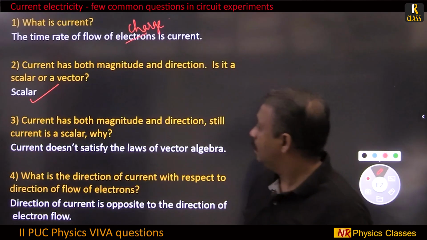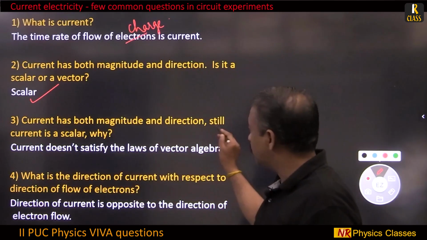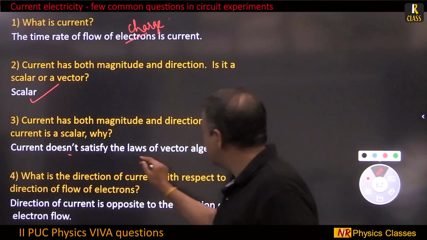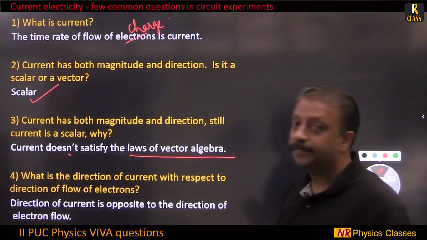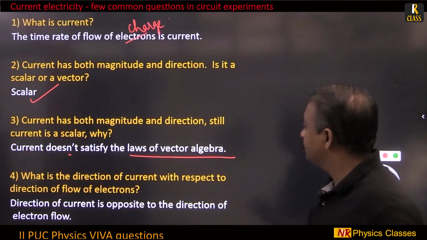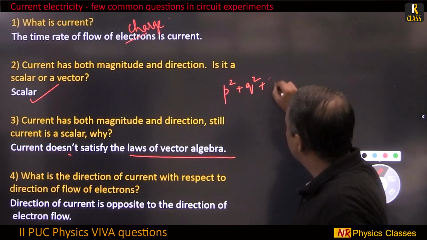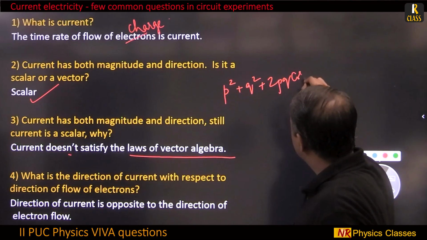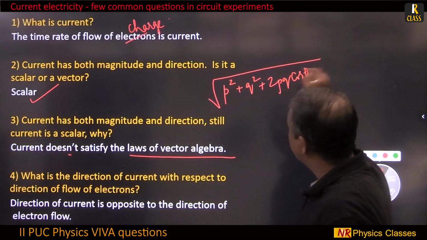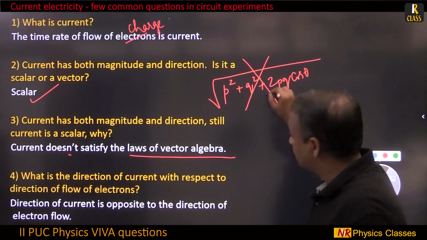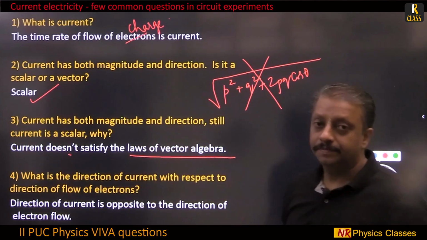Current has both magnitude and direction. Still, current is a scalar. Why? Because it doesn't satisfy the laws of vector algebra. Laws of vector algebra means that the resultant of two quantities is given by P squared plus Q squared plus 2PQ cos theta. Current doesn't follow this. That is why it is a scalar.